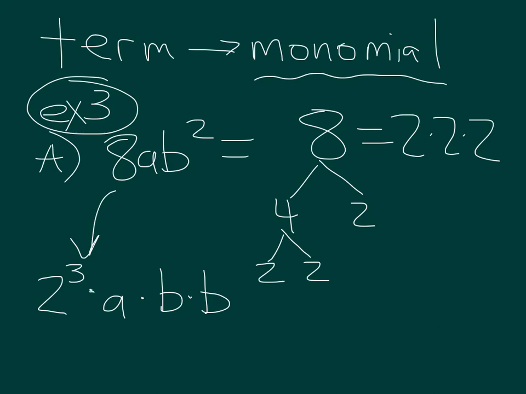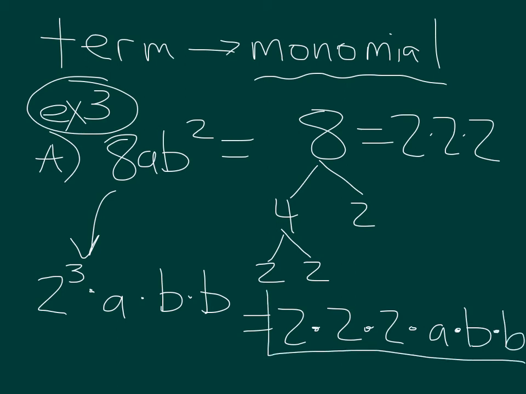So when they say factor this, they are wanting you to write out this whole thing. So you'd have 2 times 2 times 2 times A times B times B. So when it says factor, it wants all those written out so you know every single thing that goes into those numbers.